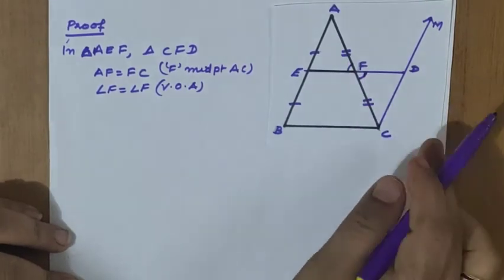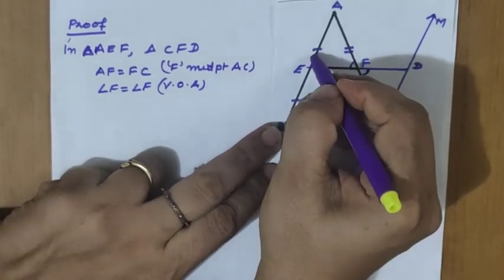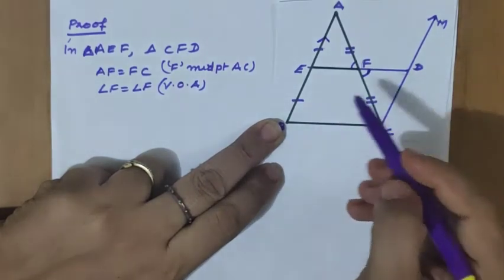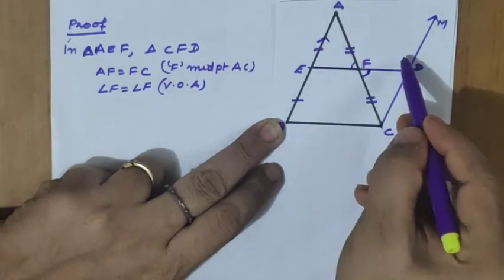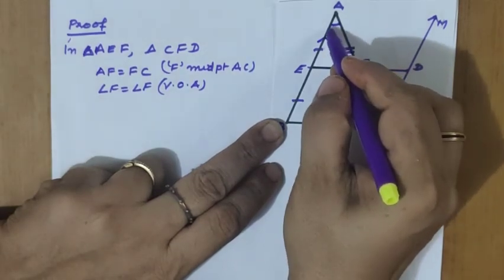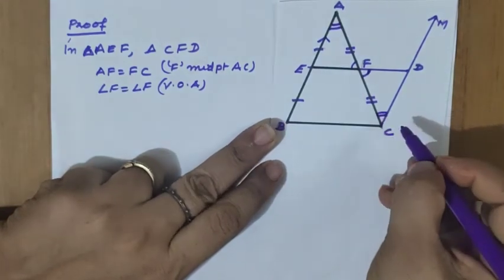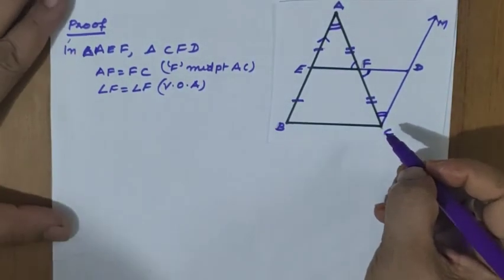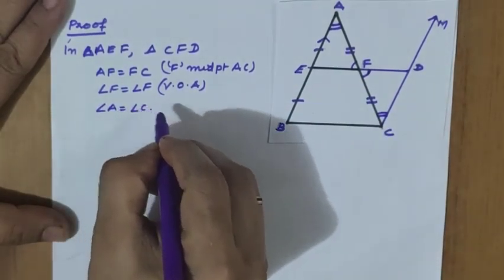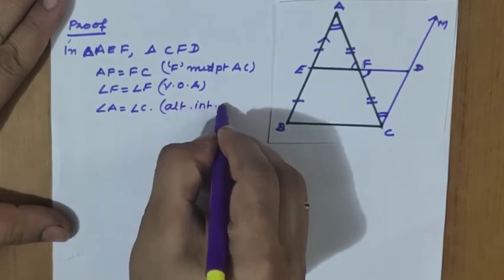Now listen, we have made the parallel line. So I have marked the CM parallel sign here. Here also I should mark parallel because we have drawn CM parallel to BA. So these two lines are parallel. If this is the transversal, can we write angle A equal to angle C? What is the reason angle A and angle C are equal? Alternate interior angles are equal. So I should write the reason as alternate interior angles.